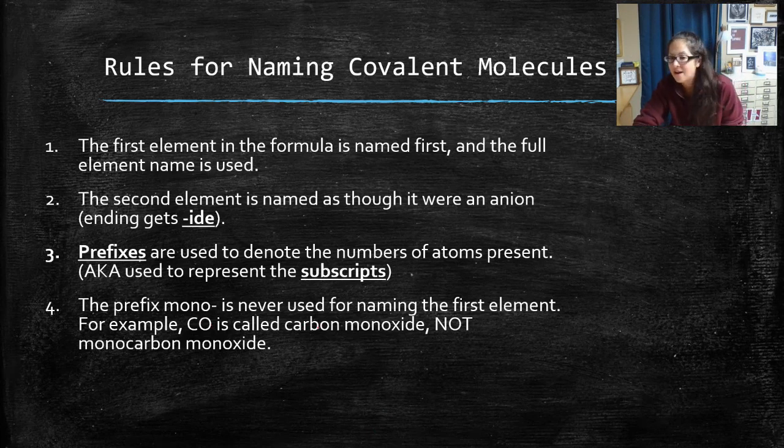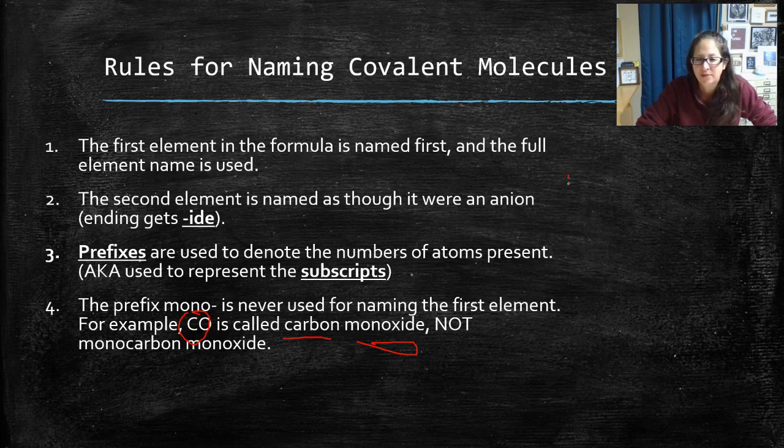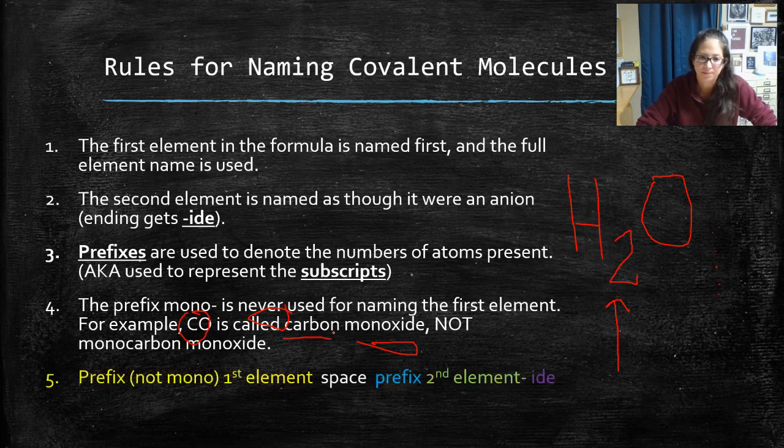The prefix mono is never used for the first element, so that's why CO is called carbon monoxide, because we don't use mono for the first element. So just like how we don't typically write 1 in chemistry, like in H2O, this little 2 is a subscript. It tells you that you have 2 hydrogens, and then there's an imaginary 1 here to tell you that you have 1 oxygen. So we don't write mono for carbon. CO means you have 1 carbon, 1 oxygen. And so the formula is going to look like this.